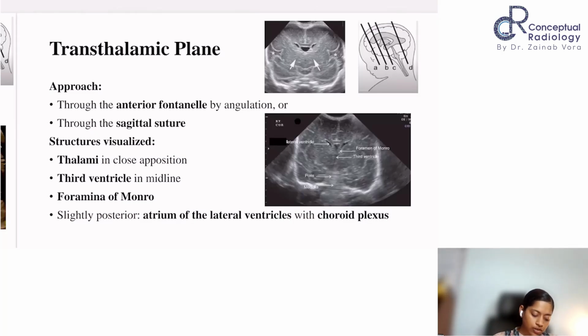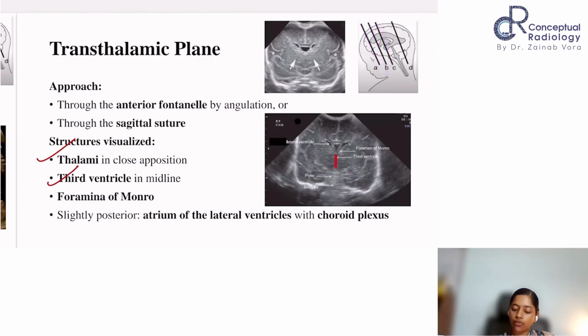Now, as the name goes, the first structure that you see is thalami. Then the third ventricle in midline. So this thin strip of fluid is in third ventricle. Foramen of Monro is seen connecting the LVs to the third ventricle. And if you go slightly more posterior, for example, this image, then you also see the atrium where you will see choroid plexus. So three planes, transfrontal, transcaudate, and transthalamic.